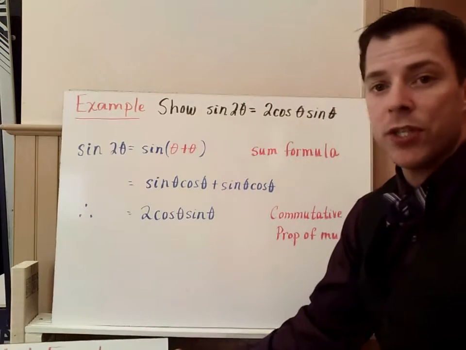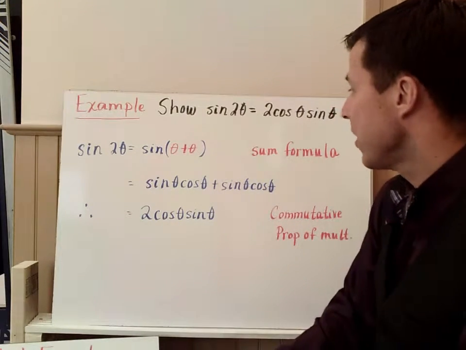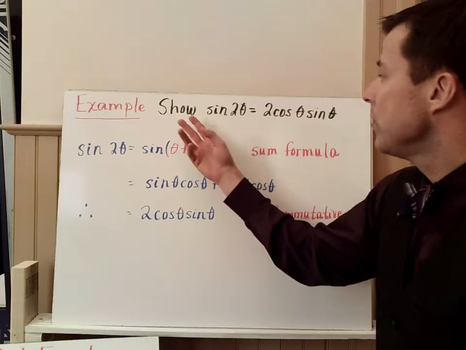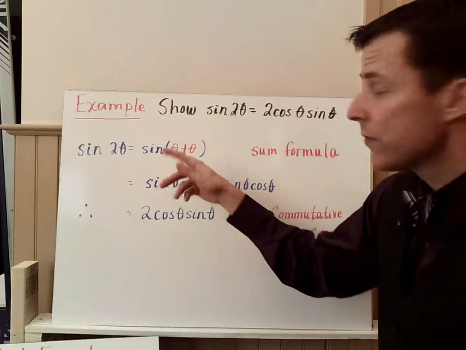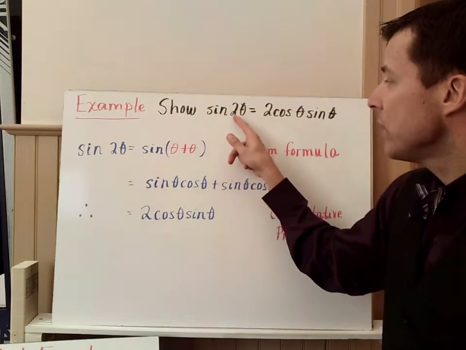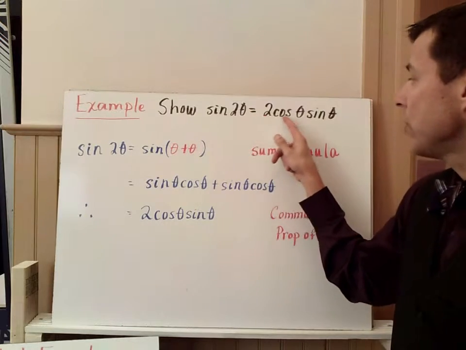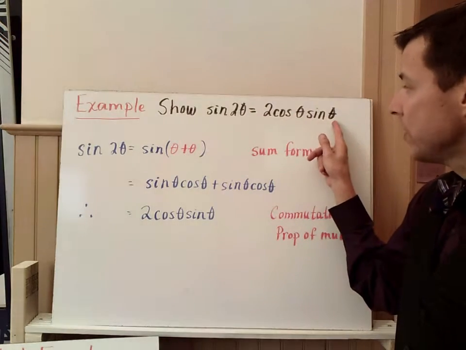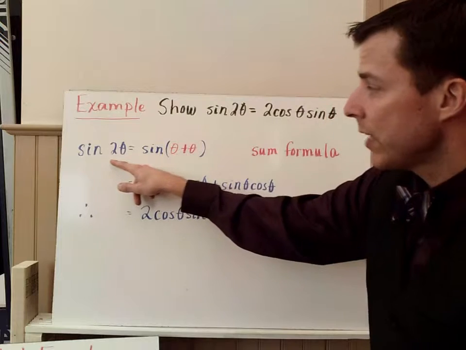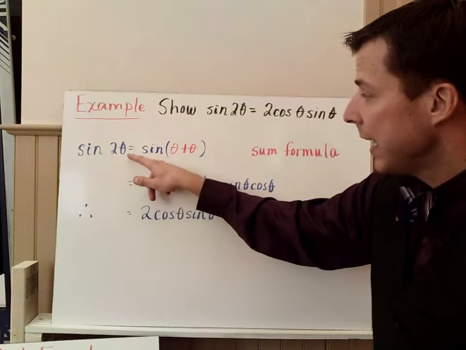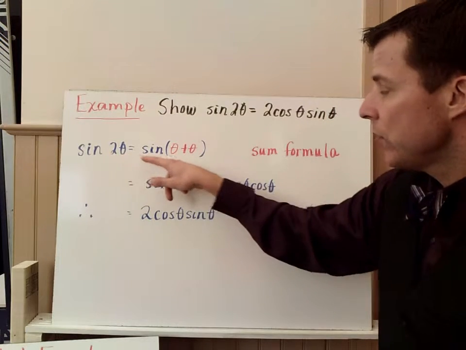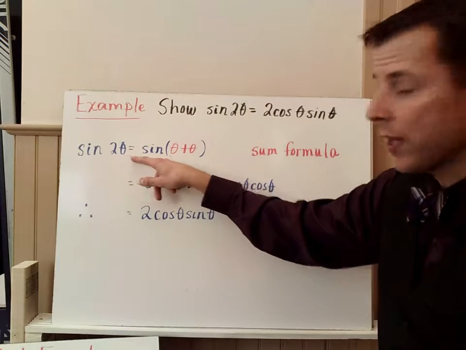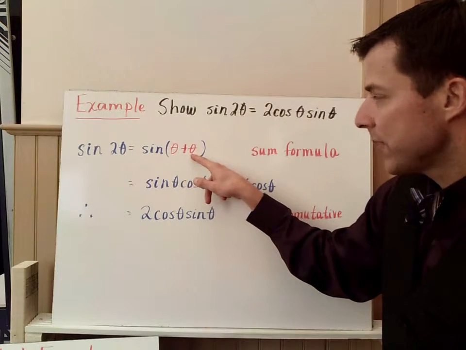In our first example, we just show one of the proofs and how we actually derive these. We actually use the sum and difference formulas. So, show that sine of 2 theta is equal to 2 cosine theta sine theta. I'm going to start on the left side, sine of 2 theta, and rewrite that. Well, 2 is equal to 1 plus 1. If I have 2 theta, that's just equal to theta plus theta.